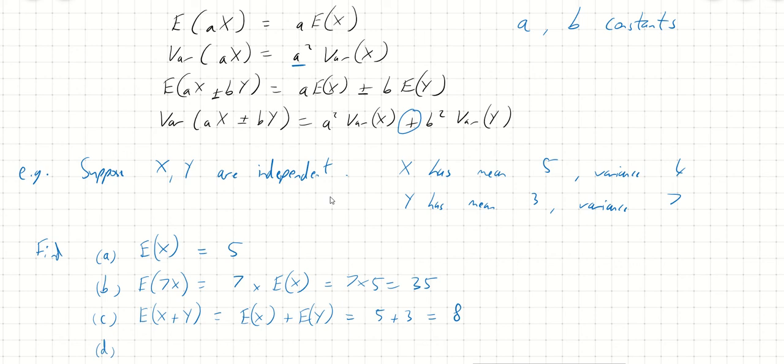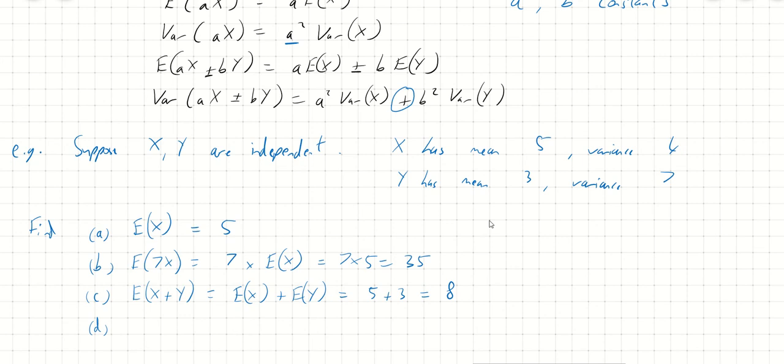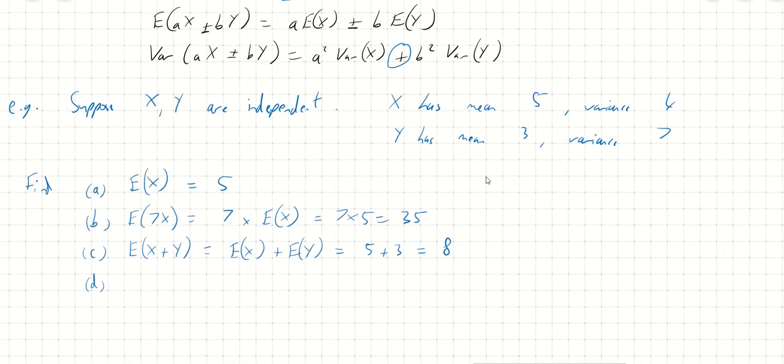Let's now look at something that's a bit trickier, where we use the variance formula. So, well, the variance of 4y. Well, what's that? It's 4 squared times the variance of y. This is 16 var y, and var y is 7, so 16 times 7, which is 112.